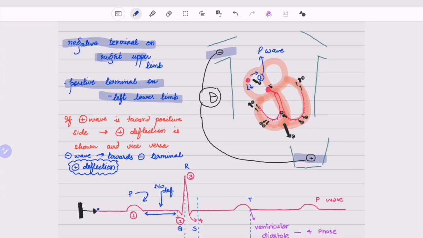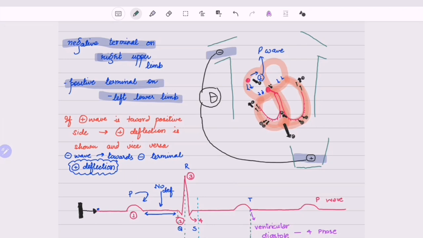As the wave reaches the atrioventricular septum, which is a fibrous tissue acting as an insulator, it does not allow the movement of the wave towards the ventricle side. Now a window is present, which is called the AV node, which provides a delay also.